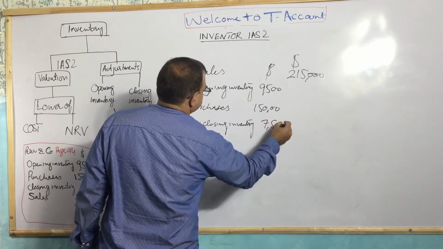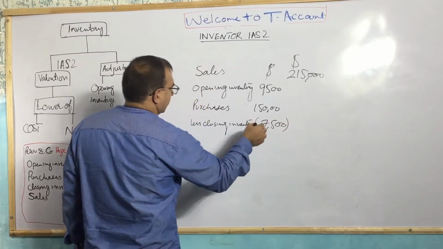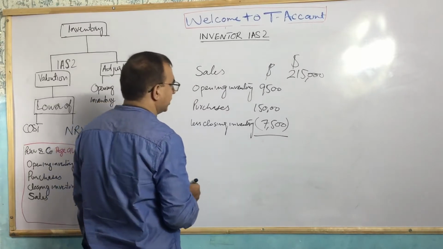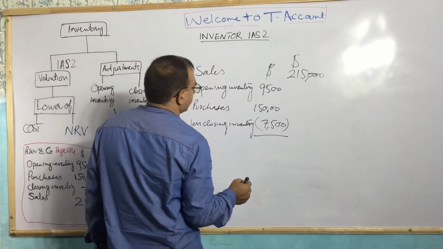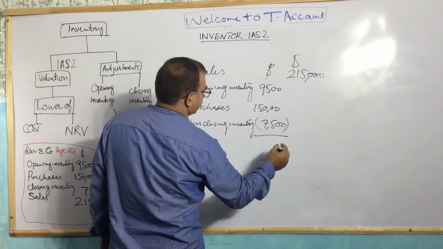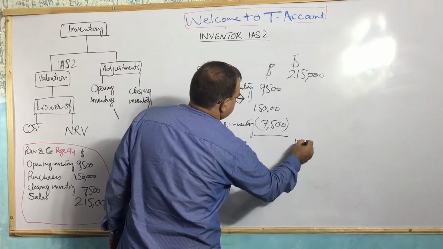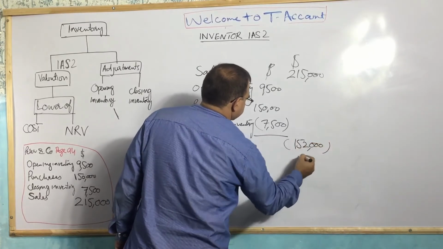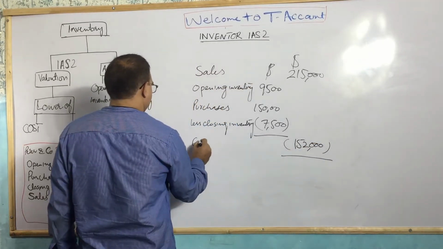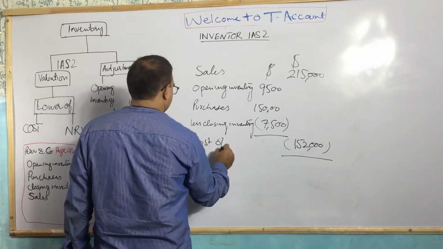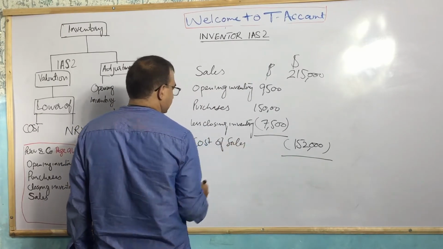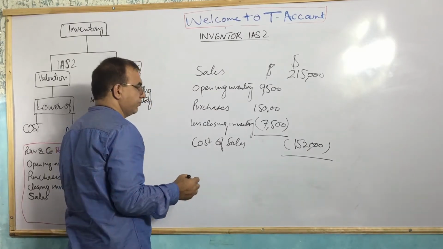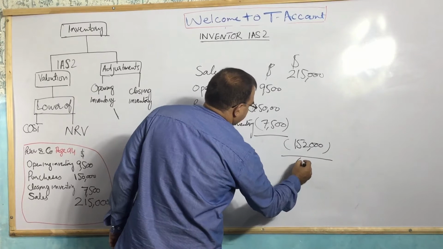7,500. When we mark like this, it means we are deducting it, minus. Total cost of sales we calculated already, it's 152,000. Cost of sales. If you deduct it from the sales, you will get gross profit.